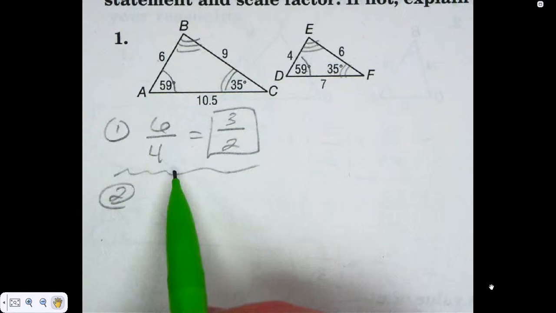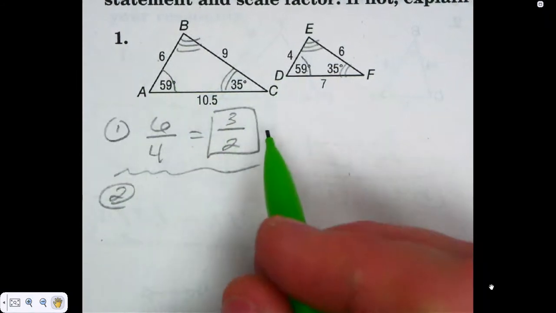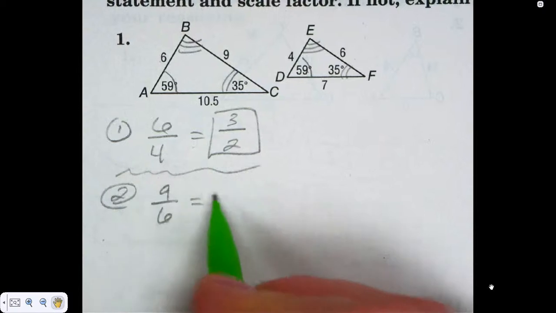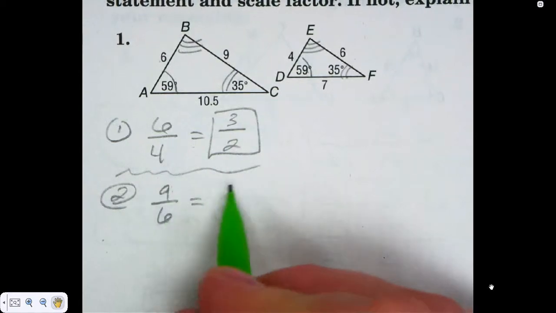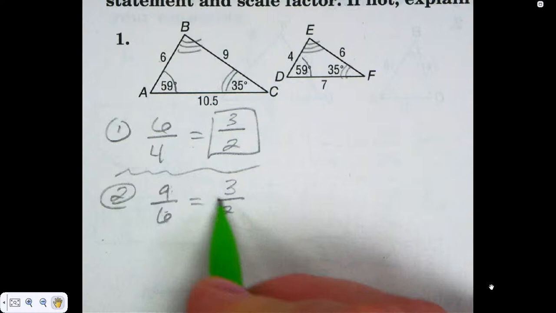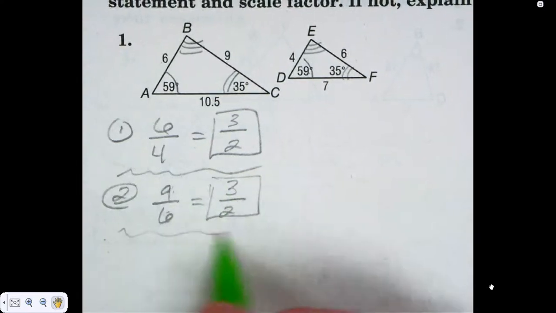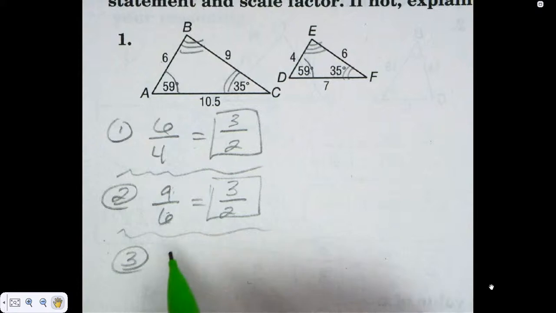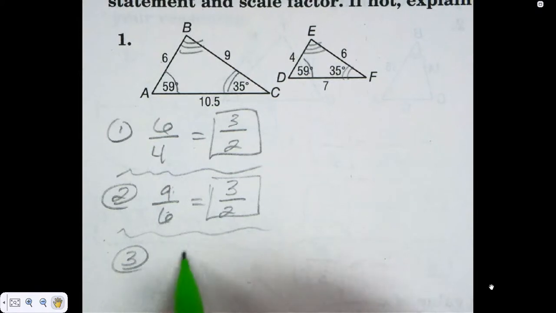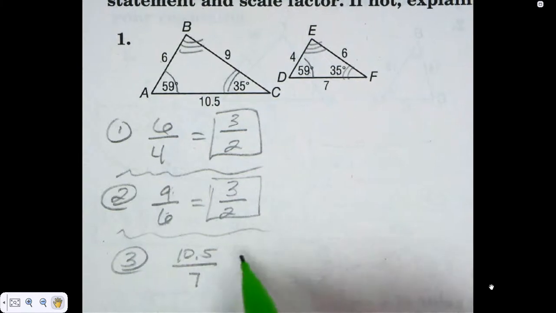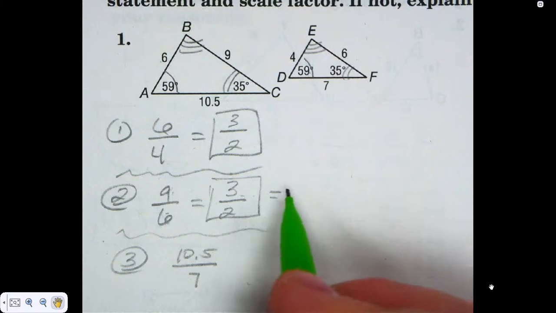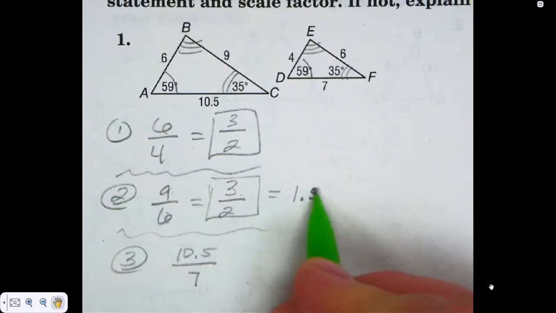Okay, so I did 6 over 4, and which one do you guys want to do next? 9 over 6. Well, what's the common factor here? 3 goes into that 3 times, 3 goes into that what? Okay, so we're the same. Now, unfortunately, they do throw some decimals at you here. What's this? 10.5 over what? 7. Here's what I would do. If you put that into your calculator, what would you get as a decimal? 3 over 2. Wouldn't you get 1.5? You guys agree?